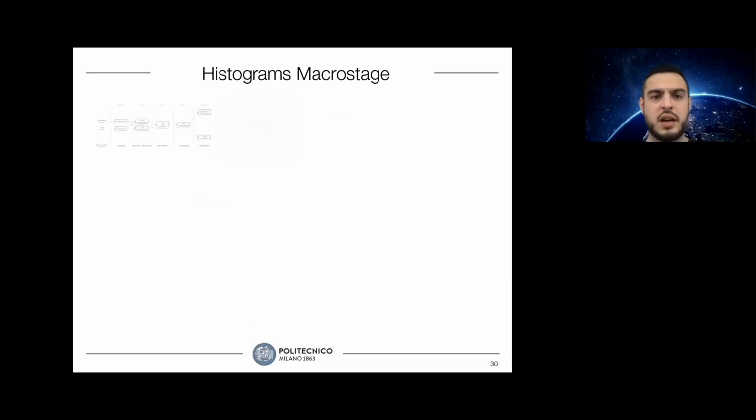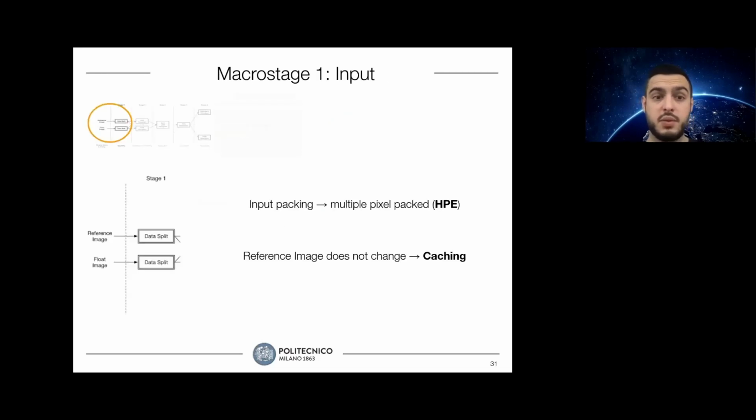Let's now consider our first macro stage, the histogram one. At first, we retrieve both the images from the off-chip memory, and here we pack the input pixels in a single packet by a factor of packing HPE pixels. Moreover, when registering two images, the reference one stays the same through the entire optimization phase. Hence, we may consider to cache it locally on the on-chip memories if we can.